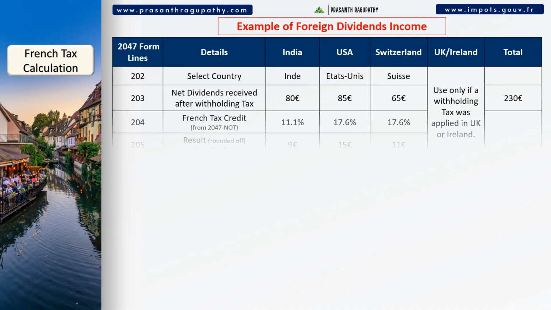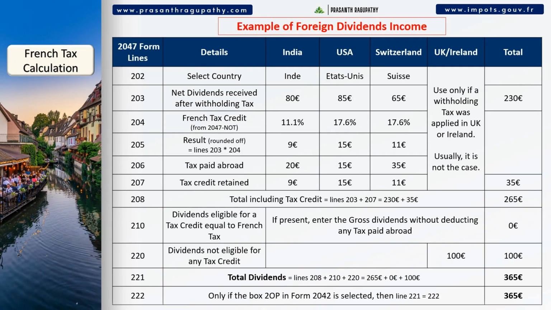Then, we organize the dividends, their tax credits, withholding tax paid abroad, etc. in the same format as Form 2047. So in line 202, select the country. In line 203, enter the net dividends received. In line 204, enter the tax credit percentage from the 2047 notice.